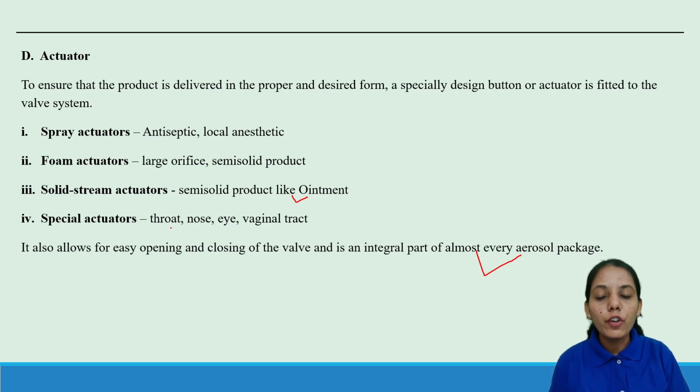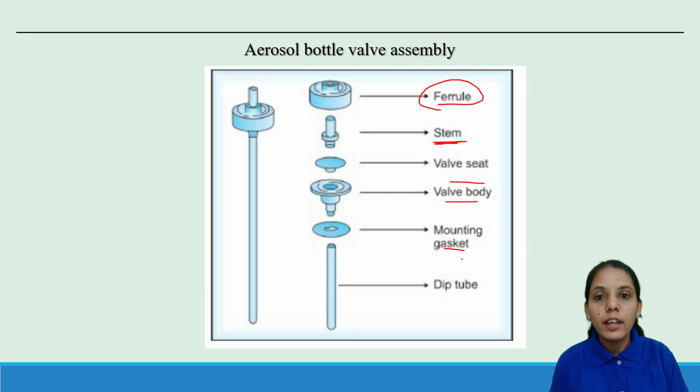Special actuators for throat, nose, eyes and vaginal tract are used. It also allows for ease of opening and closing of the valve and is an integral part of almost every aerosol package. So this we have already seen. Ferrule, this is a stem, valve seat body, and this is a mounting gasket and a dip tube.